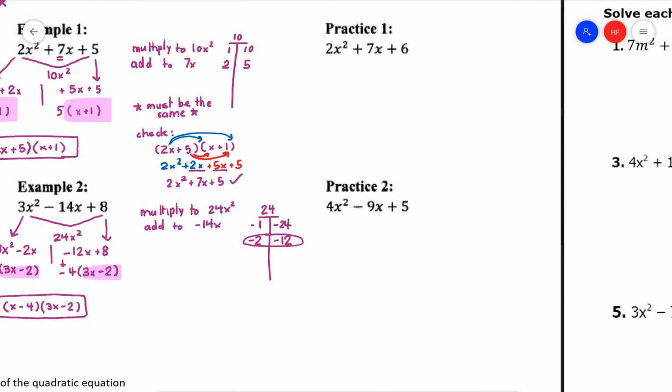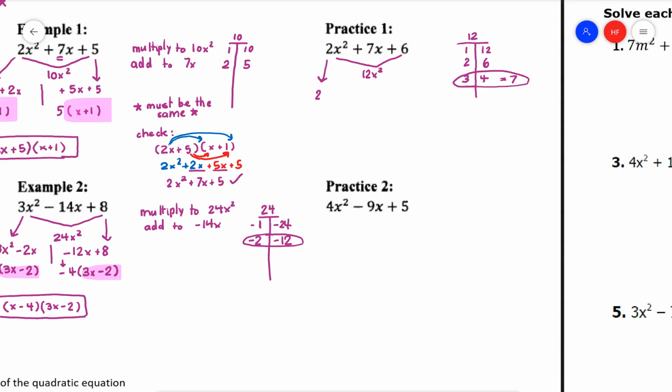Then we'll do these practice problems as well. 2x squared plus 7x plus 6. So it looks just like the example, but has a 6 on the end. So we'll multiply 2x squared and 6, which gives me 12x squared. So let's do my factors of 12. I need them to add to 7. 1 and 12, nope. 2 and 6, 2 plus 6 is 8, no. 3 and 4, 3 plus 4 is 7. So 3 and 4 are the two factors of 12 that I'm using.